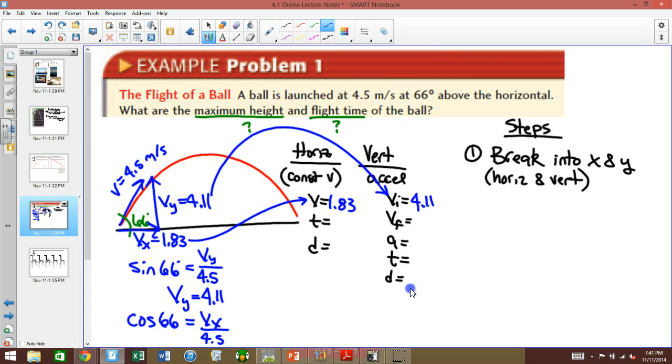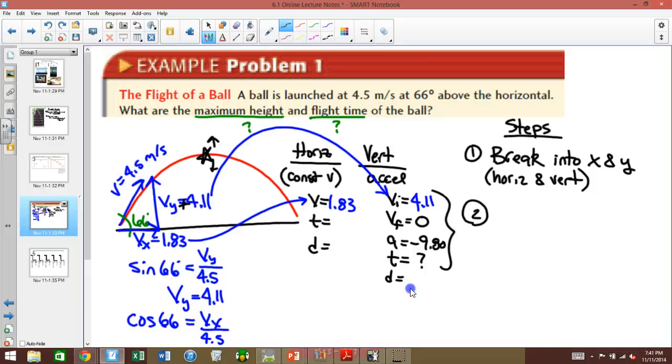Now, I'm going to exploit this spot right here. There's something special about that spot. At that spot, it's not moving up or down, so the vertical final velocity is 0. The acceleration is negative 9.80. It's negative because I said that the velocity in the y was positive, so that means that the acceleration is down, so it has to be negative. Now, here I can figure out the flight time because, boom, I've got a bunch of stuff.